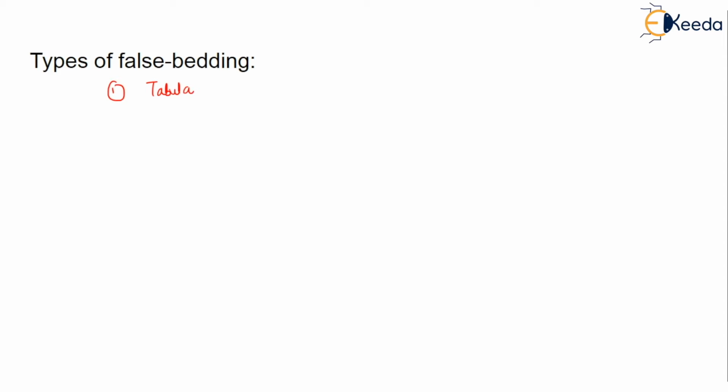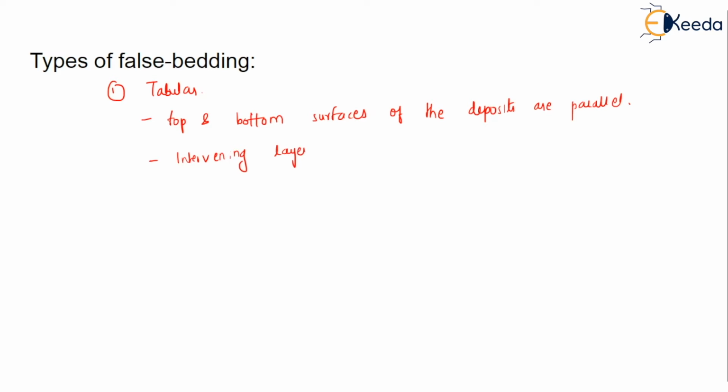Coming to the first one, it is tabular. Let us see what we mean by tabular. The top and bottom surfaces of the deposits are parallel and the intervening layers are inclined to each other. In tabular, what happens? Top and bottom surfaces of the deposits are parallel to each other. Also, intervening layers are inclined to each other.